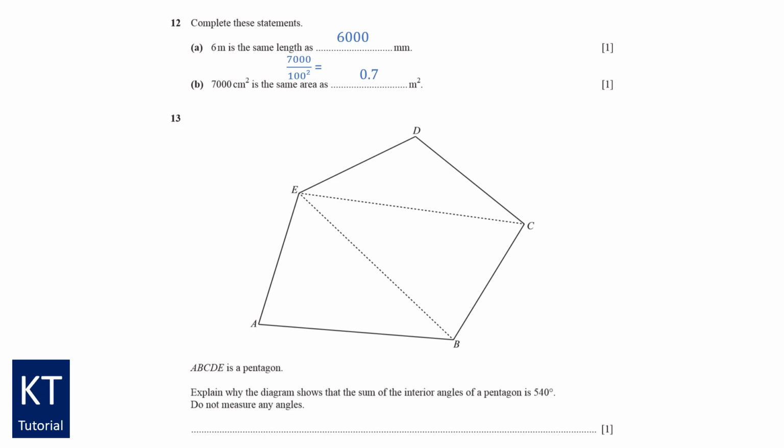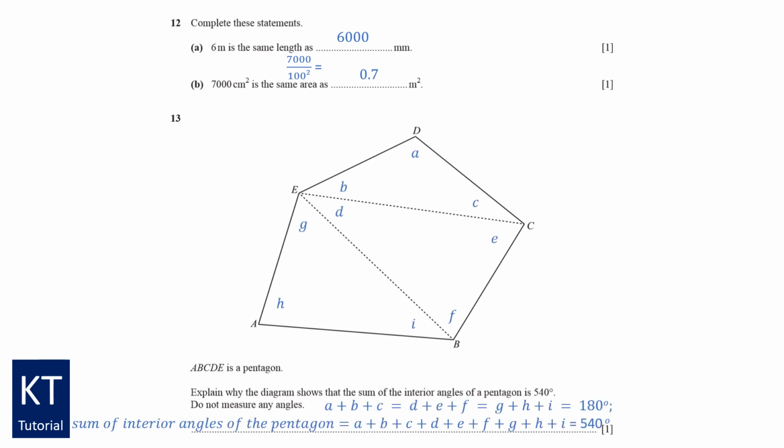Question 13. ABCDE is a pentagon. Explain why the diagram shows that the sum of interior angles of a pentagon is 540 degrees. Do not measure any angles. We know that the three angles for each of the three triangles add up to 180. The sum of interior angles of the pentagon is the sum of all these angles, making it 540 degrees.